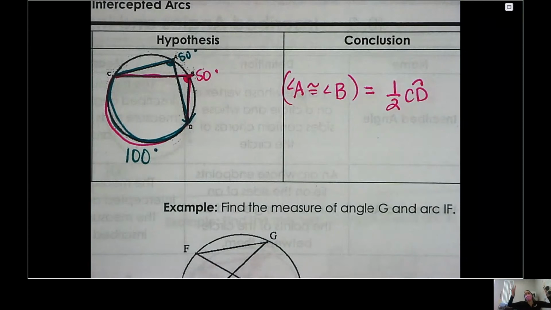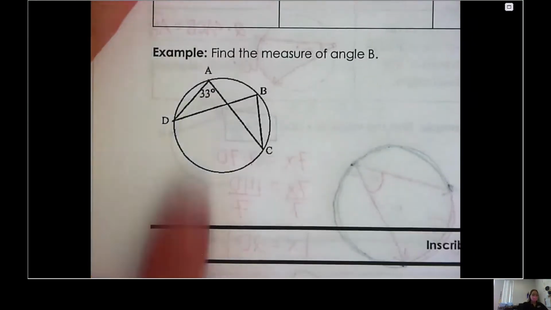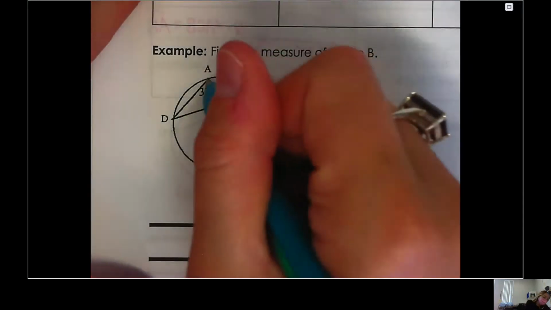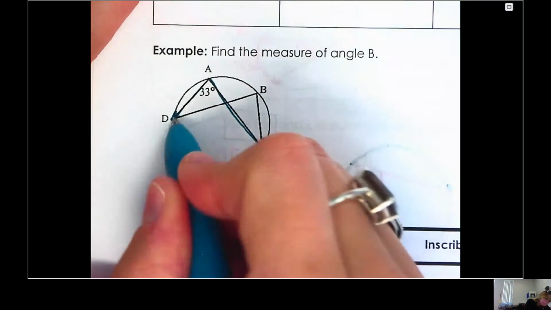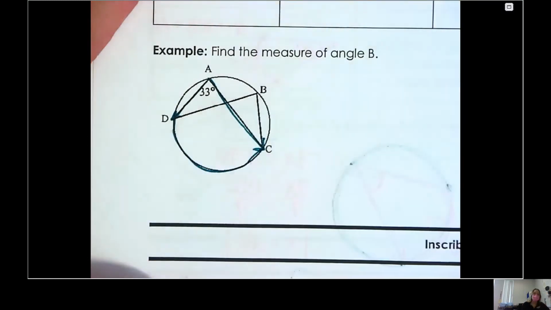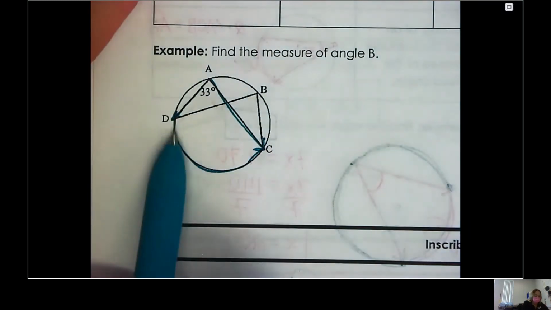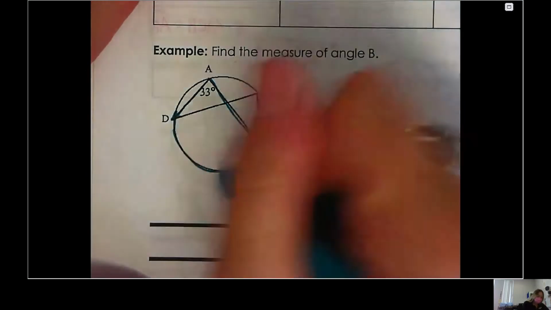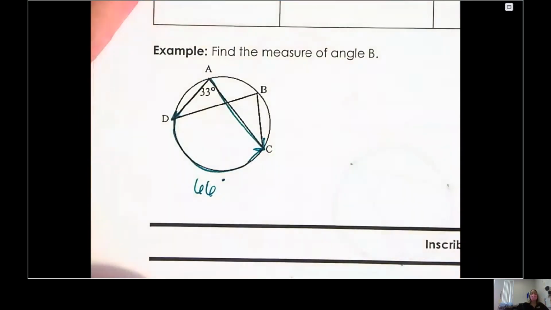Okay, so let's watch how easy this is gonna be. Are you ready? Ready for easy? You're gonna love this. Okay. Here's angle A. Angle A is 33 degrees. What does it open up to? What arc? Arc DC. What does the measure of arc DC have to be? It's 66. It's double. Okay.